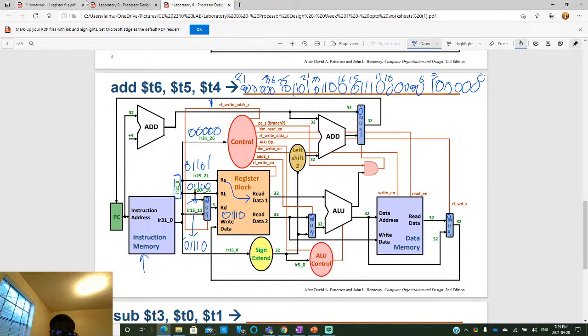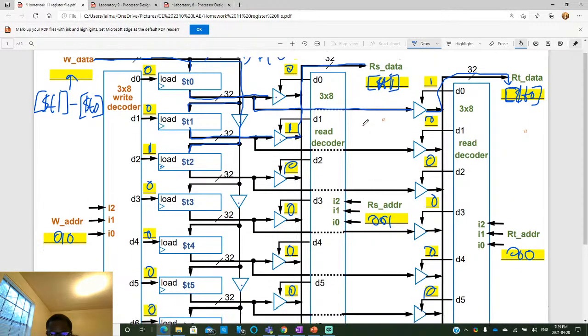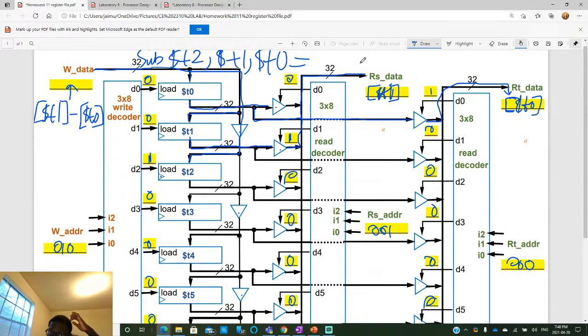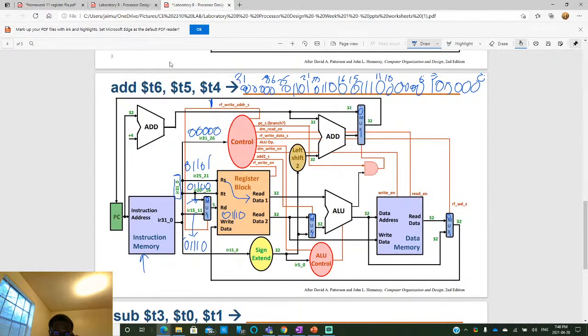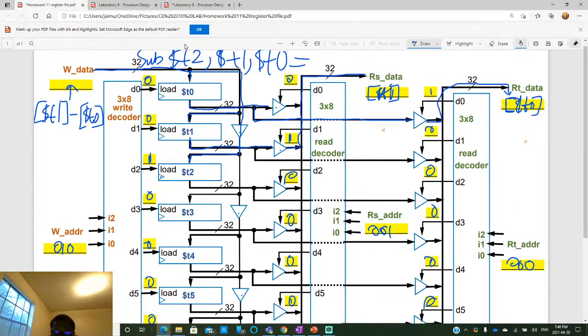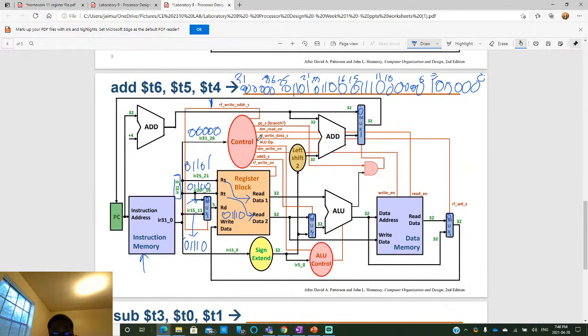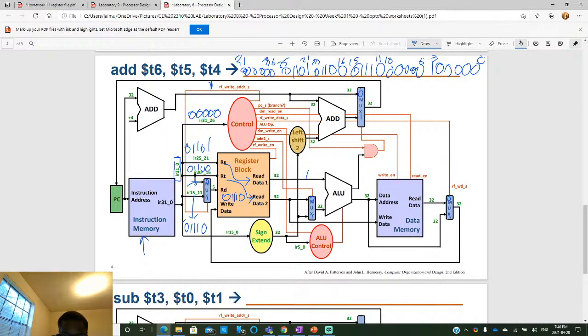Okay, so moving forward, this read data 1 is basically the contents of RS. Remember, I think we did that here, correct? Yes, here. So it's basically the contents of RS, and then this is the contents of RT. So this is read data 1, this is read data 2 here. Okay. And then this one as well. So this register block, this block of abstraction, its internals is this.